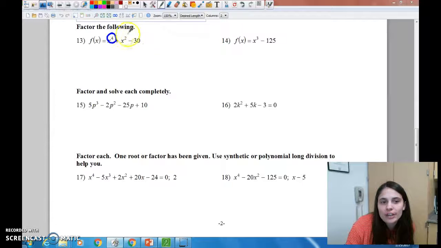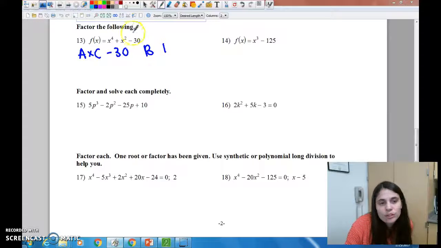So it looks like a quadratic, but because I have a 4th degree polynomial, this is called a quadratic type. So I'm going to solve it the way that I solve a quadratic. So a times c is negative 30, and b is 1. So I need two numbers that multiply to negative 30 and add to 1. I know that they're probably going to be 6 and 5, but I've got to figure out which one's negative to add to 1. If I have a negative 6 plus 5, that's a negative 1, so that doesn't work. But a 6 plus a negative 5 is a positive 1, so that would work.